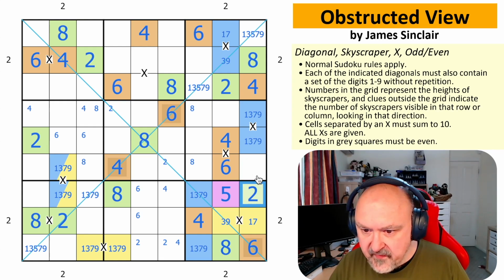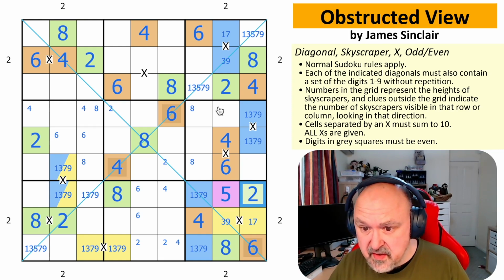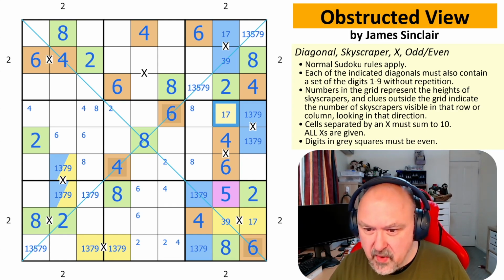Now, what does that do? Probably not much. This is now yellow. I've got 2 green, 2 blue, 2 orange, and a 5. That is now yellow, and it's a yellow 1-7.